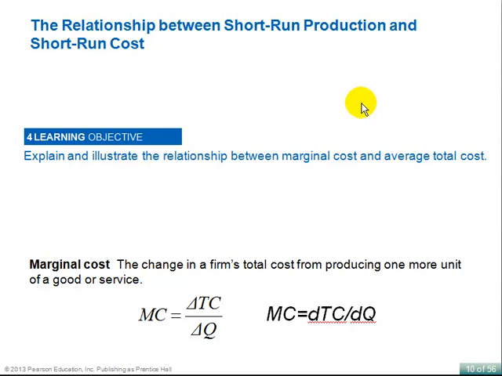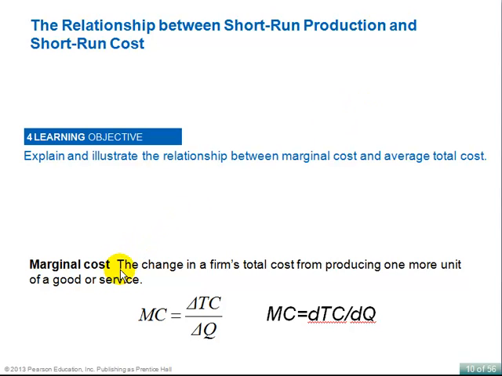Just keep in mind that the relationships we are discussing are short-run relationships. We are assuming that the time period is too short for the firm to change its technology or the size of its physical plant. So as the person in our example, Jill, considers whether to hire additional workers to produce additional pizzas, she needs to consider how much she will add to her total cost by producing the additional pizza.